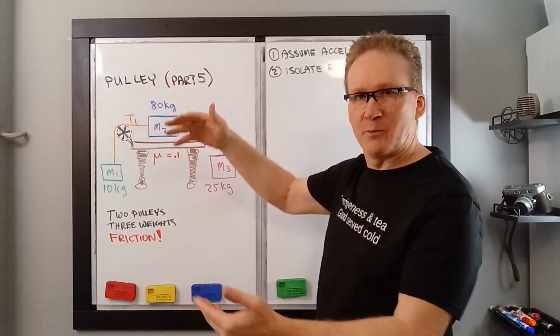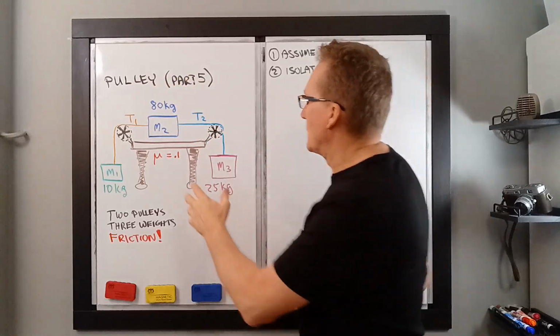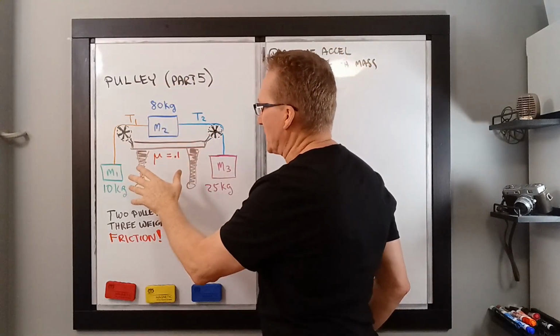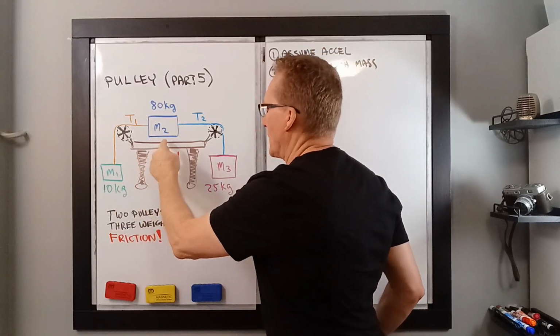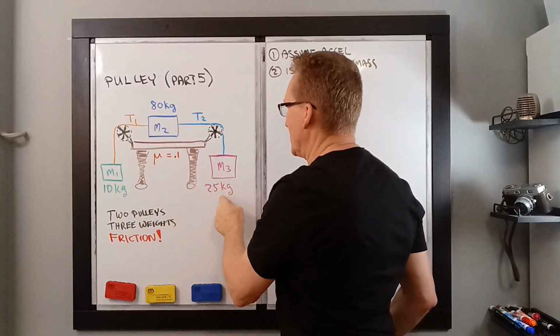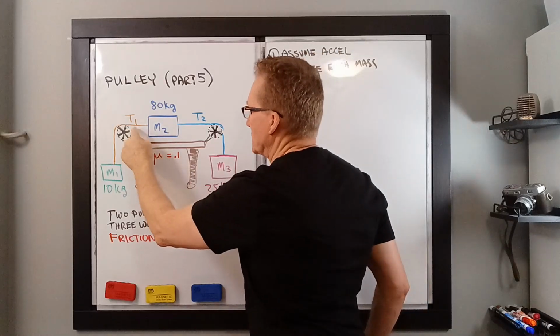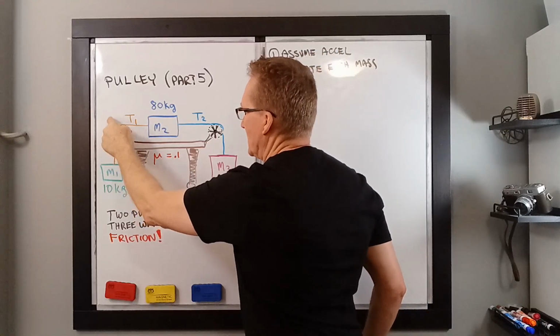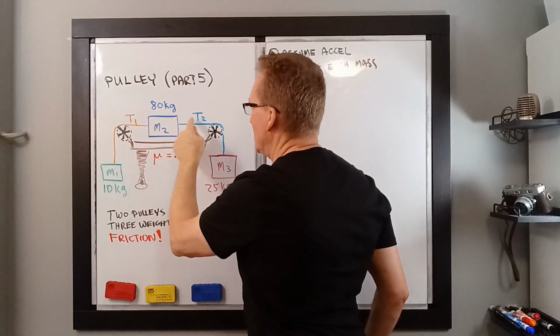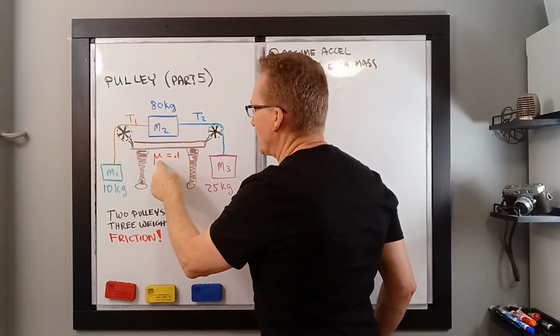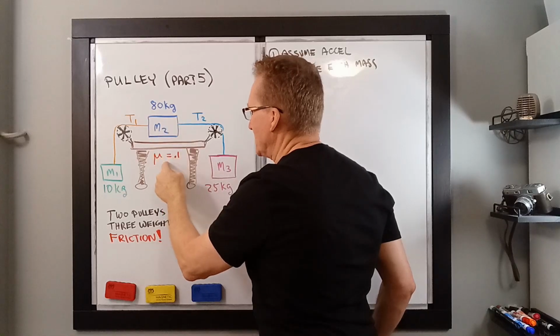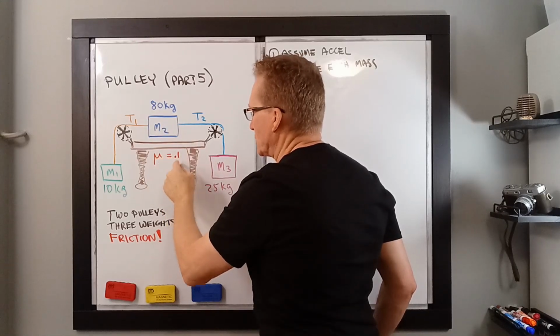This is the last in our pulley problems in this section, where we're going to walk through a little bit more complicated pulley problem. We have three masses, M1 at 10 kilograms, M2 at 80 kilograms, M3 at 25 kilograms, two tensions. Hopefully this yellow here stands out. Tension 1 and tension 2, they may be different, they may be the same. And we have friction. So between this M2 and the table is a coefficient of friction of 0.1.